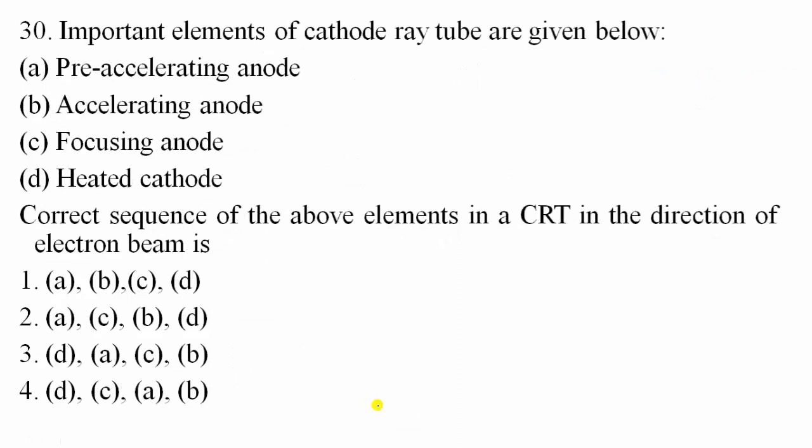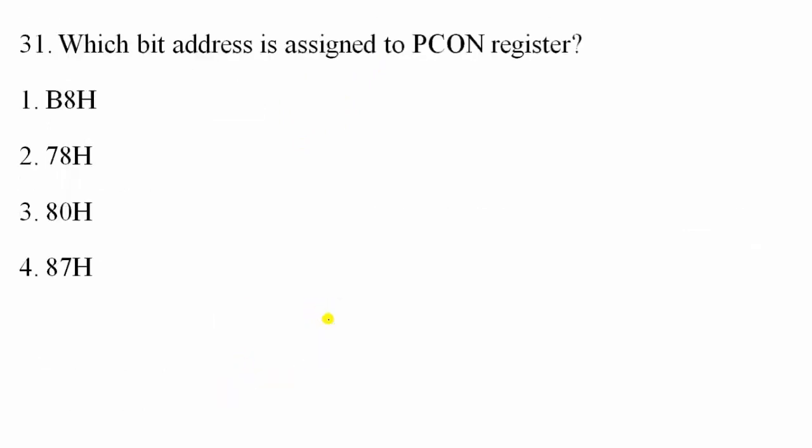30th question is based on CRT. Important elements of a cathode ray tube are given, so you have to arrange them in a particular sequence. The first one will be a heated cathode, nothing but a beam of electrons you are going to emit via a cathode terminal, nothing but you are going to heat it. The next one will be the focusing anode, followed by the pre-accelerating anode, followed by the accelerating anode. The corresponding option that follows is option 4.